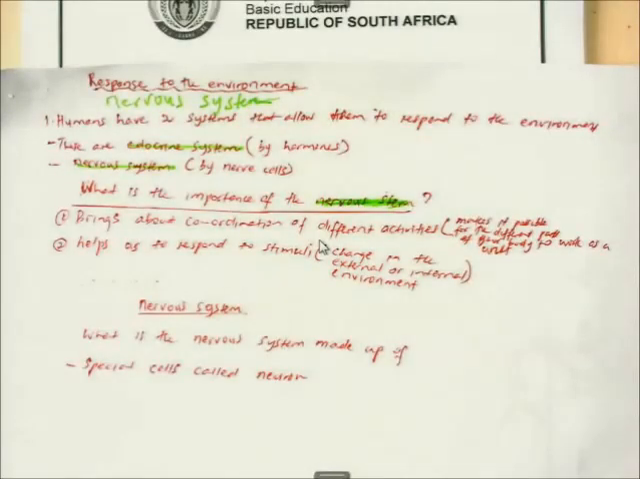So humans have two systems that allow them to respond to the environment. These are the endocrine system and the nervous system. The endocrine system helps you to respond to the environment so as to avoid danger by means of hormones. The other system is the nervous system, which allows you to respond to the environment by means of nerve cells. What is the importance of the nervous system?